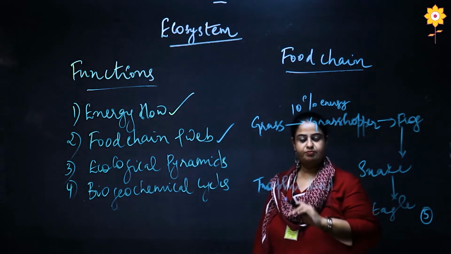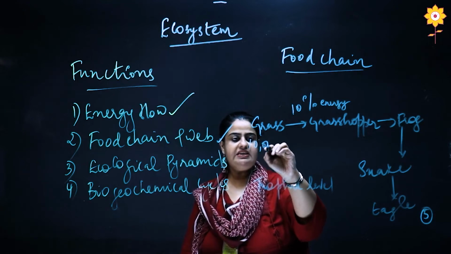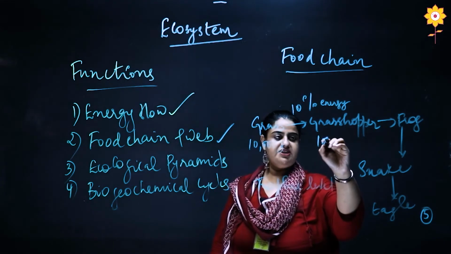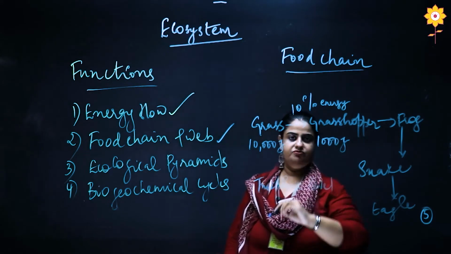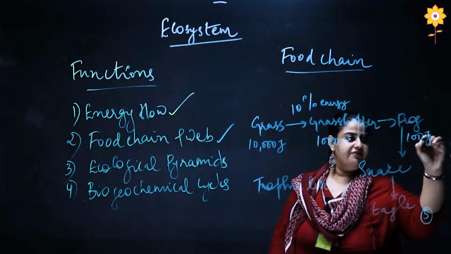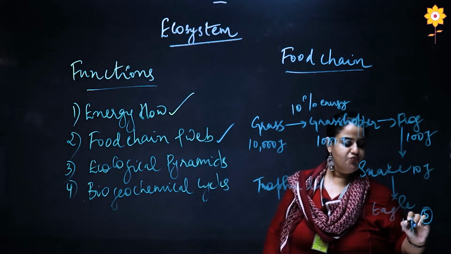So for example, I'm taking for grass, the energy level is 10,000 joules. In grasshopper, it comes down to 1000 joules. Frog, it's further reduced to 100 joules. Snake, it becomes 10 joules, and eagle, it becomes 1 joule.